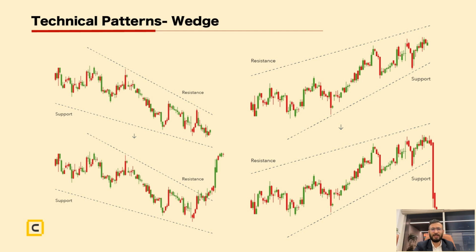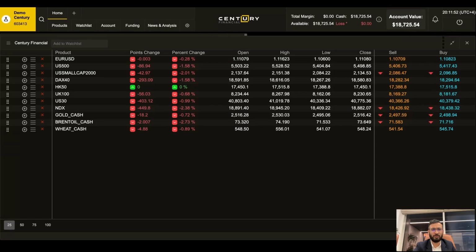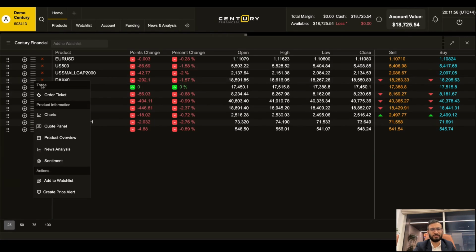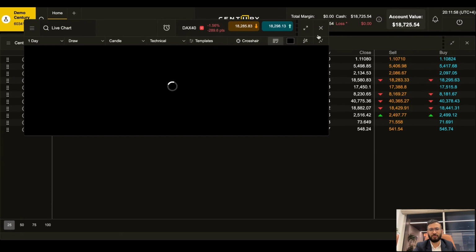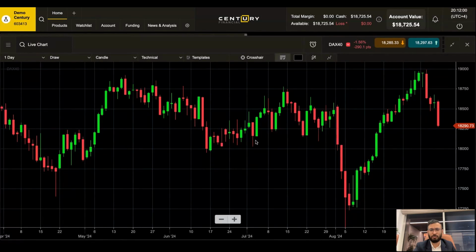And you can find it very easily anywhere. The wedges can be drawn very easily. Let me just show you right on the platform itself. I'm going to go to, let's say, the German index, for example. I'm opening different products, so you can see that it's not only restricted to one product. If I were to create a wedge, let's draw a line.